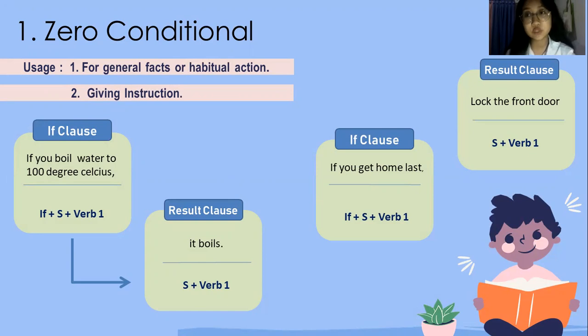For the second usage, which is giving instruction, you can see at the second sentence here, if you get home last, lock the front door. So the giving instruction here is at the result clause. The sentence lock the front door here is giving instruction to the person who got home last to lock the front door. The structure for this sentence is the same as the first example because they are the same.